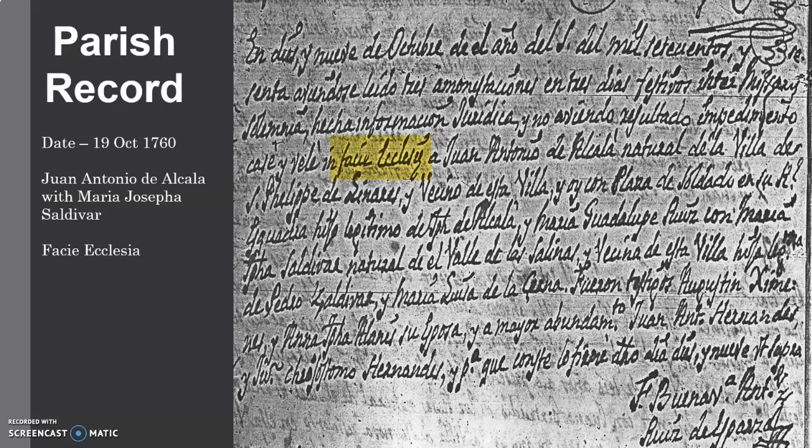And then it's got con, means with. You got his information. He's going to marry Maria Josefa Saldivar. She is a natural del Valle de las Salinas, so she's from Salinas, and she is from that neighboring village as of this time, but she's born in Salinas. She is a legitimate daughter of Pedro Saldivar and Maria Lucia de la Sterna. So now we have her parents as well. So we know that he was from Linares, she was from Salinas. So now we know where to go to find their information. So we actually have, even though this is a small little record, you do have a wealth of information on there.